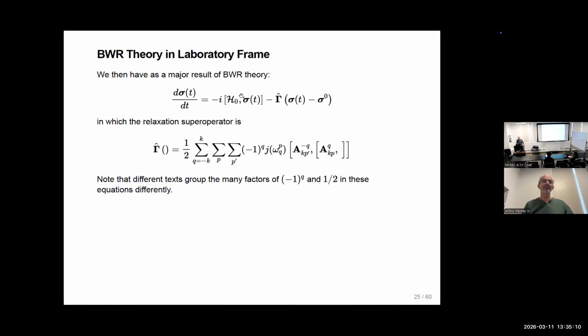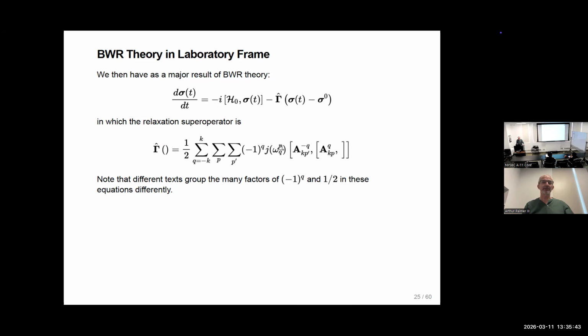So if we lump the dynamic frequency shift into H0, we can then write a nice compact expression. We have the usual Liouville-von Neumann equation here that gives the positions of the lines in the spectrum. And then gamma hat is called the relaxation superoperator. That drives relaxation, and the relaxation superoperator is shown here.